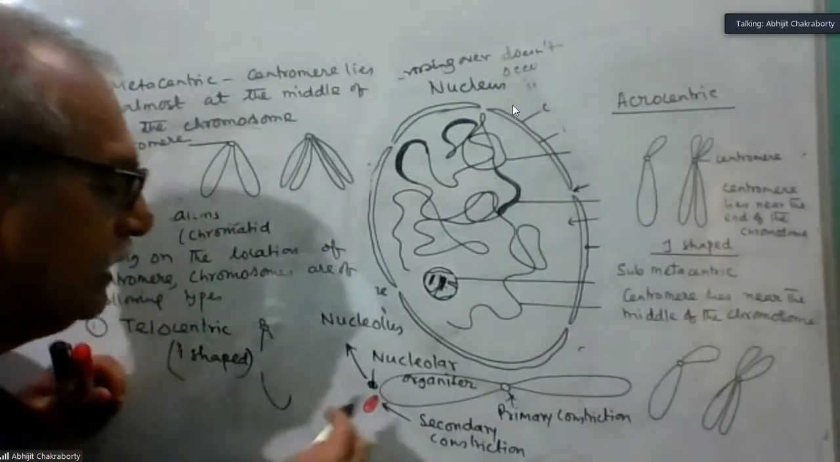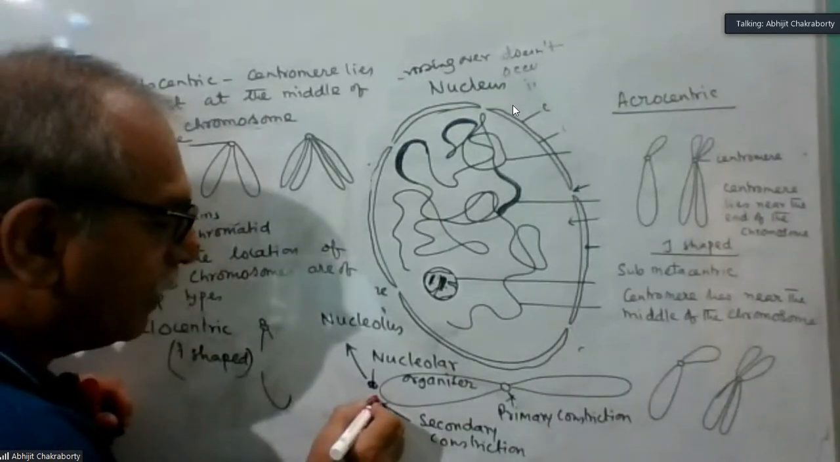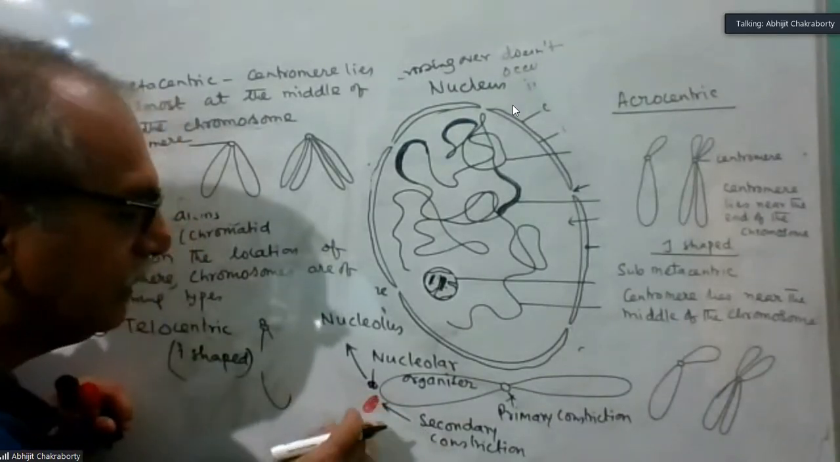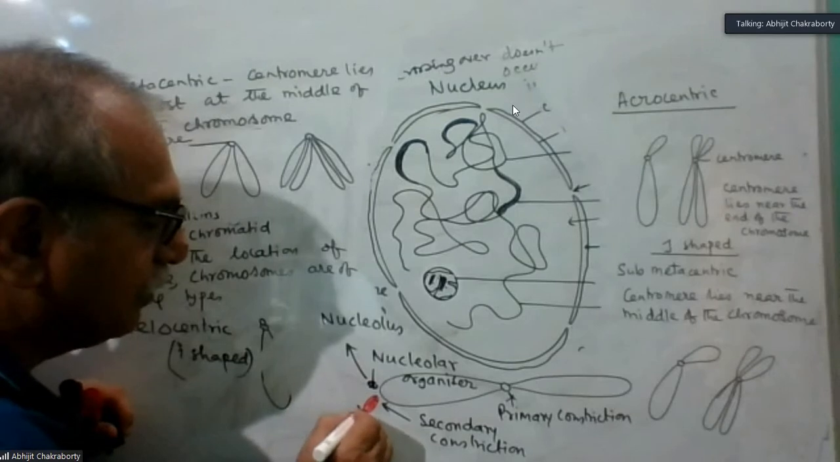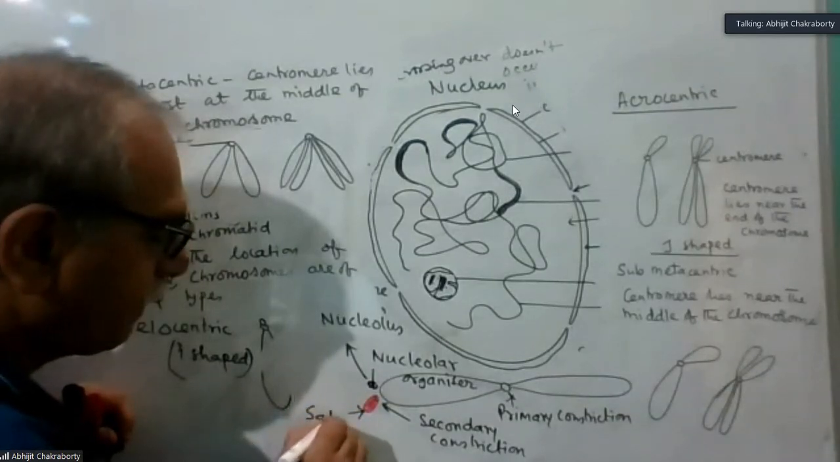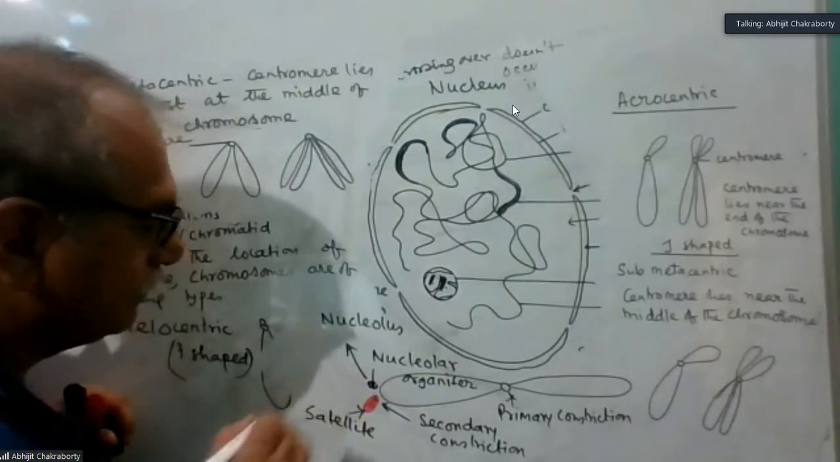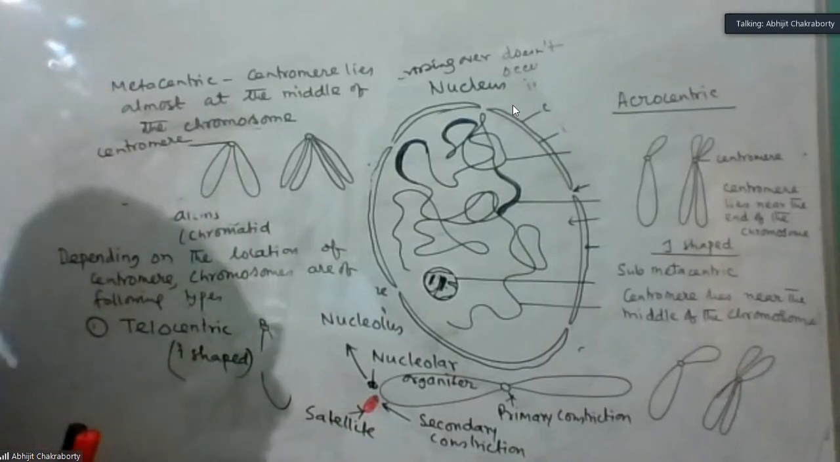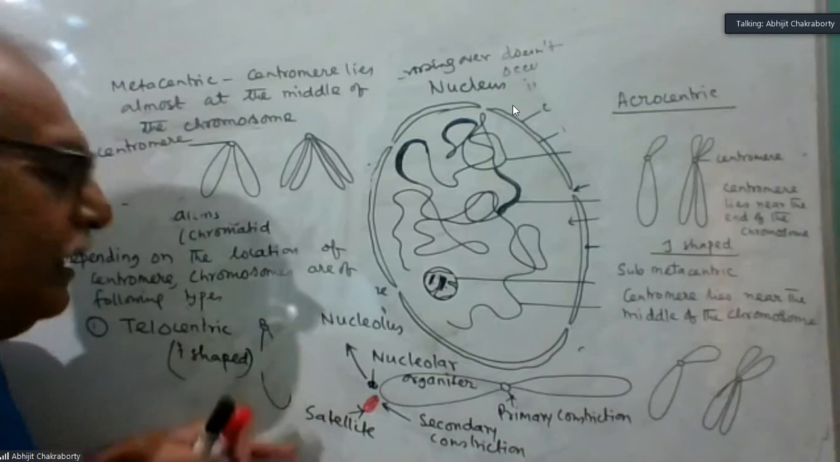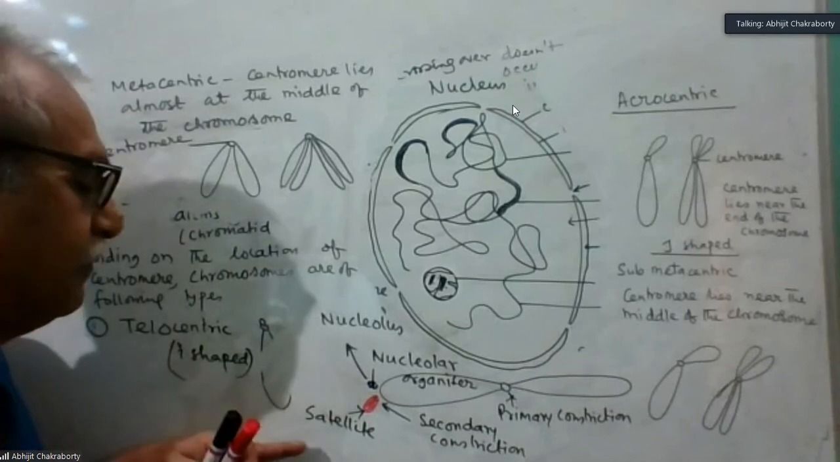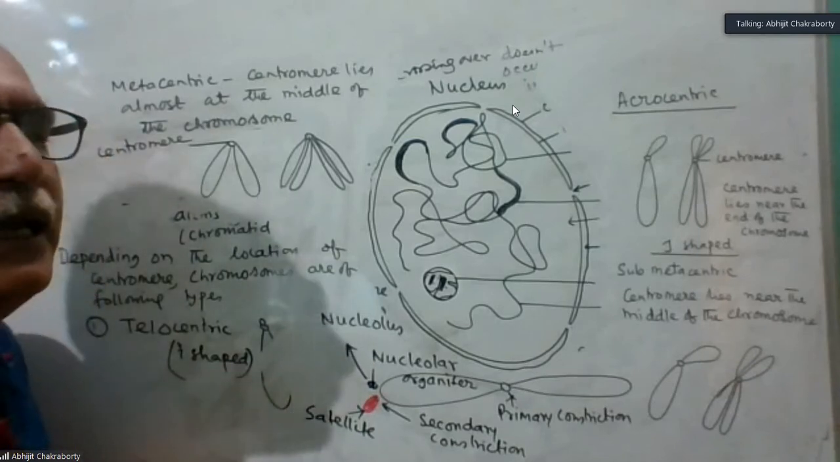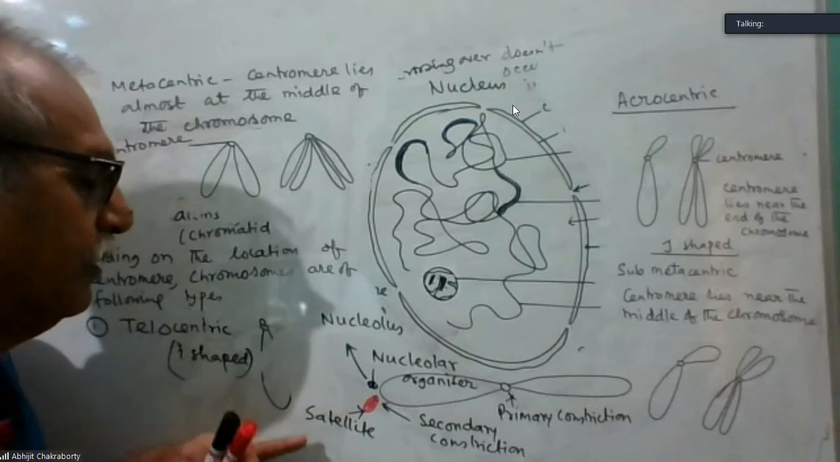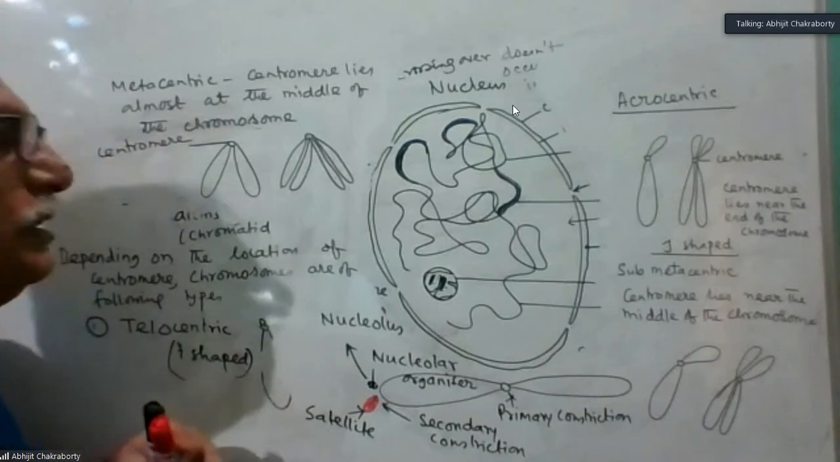And a bulbous part is found in this region, which is called the satellite, and it is a non-functional part made of repetitive DNA, and it is transcriptionally inactive. So, a chromosome with satellite.